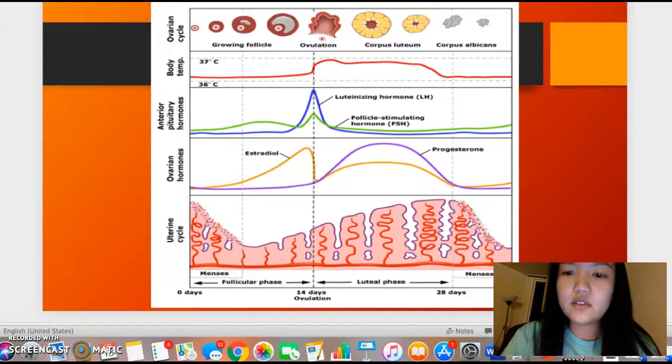The second name comes from the transformation of a ruptured follicle into a corpus luteum, named for its yellow pigment and lipid deposits. The corpus luteum secretes hormones that continue the preparations for pregnancy. If a pregnancy does not occur, the corpus luteum ceases to function after about 2 weeks and the ovarian cycle begins again.